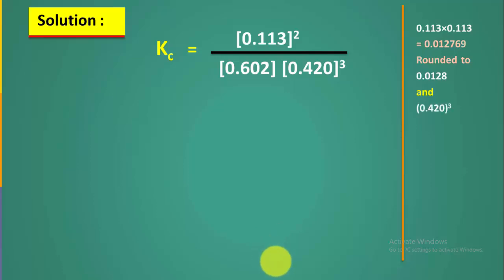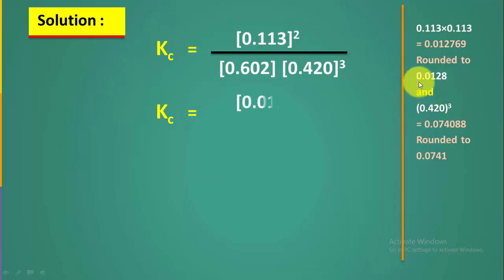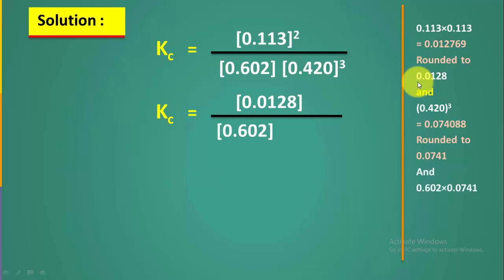the cube of 0.420 is 0.0740, so it is rounded to 0.741. So the Kc value is equal to 0.26286 mole minus 2 dm to the power 6.